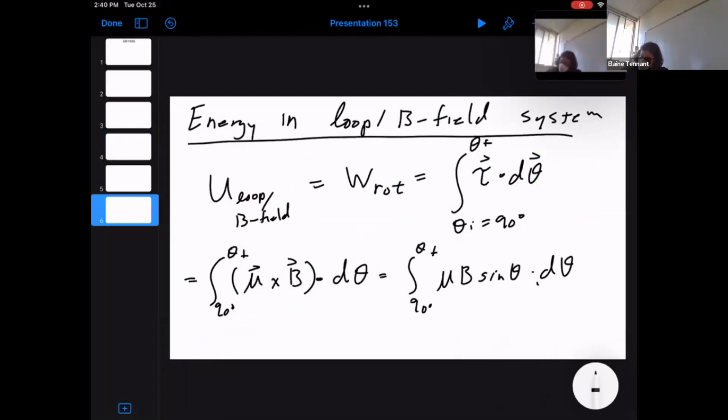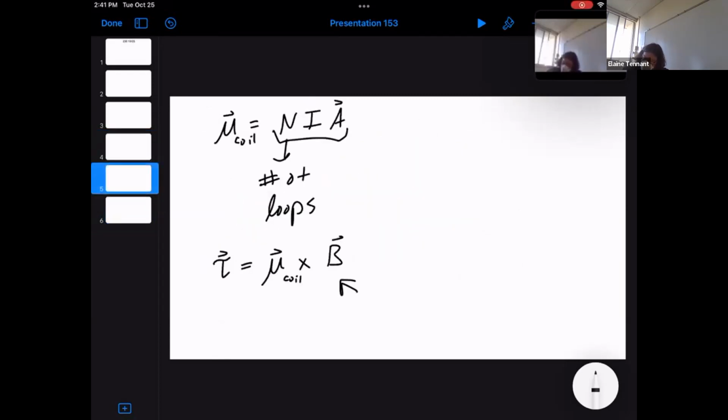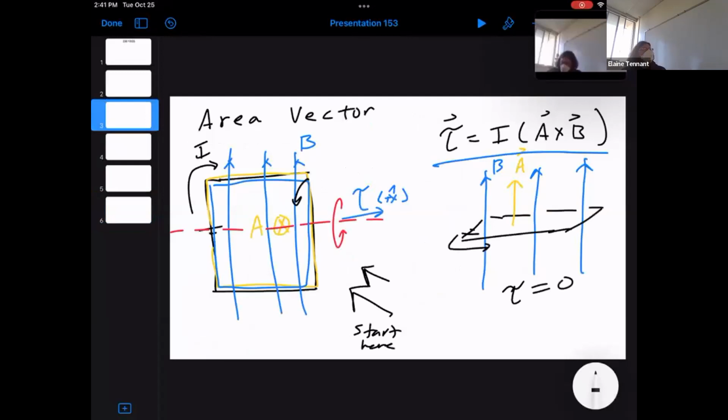Okay. Let's put in mu. Mu was NIA, where N was the number of loops, I the current, and A the area. I have B, I have the sine of theta, d theta. For this problem here, would we expect the number of loops of the wire to change or to be constant? I'm hoping constant, because I wouldn't expect this thing to grow loops of wire. Okay, so N's a constant.